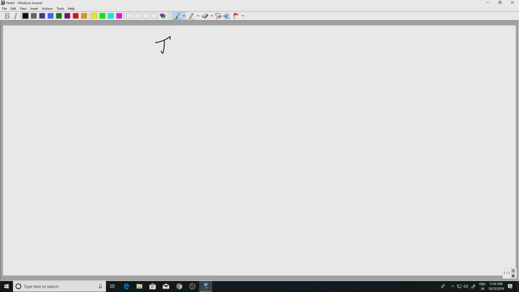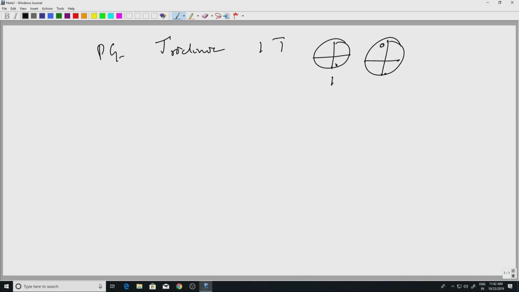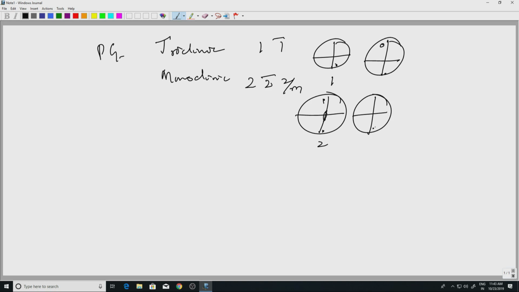We have seen the triclinic, the point groups 1 and 1 bar, then monoclinic, 2, m, 2/m, then orthorhombic, 222, mm2 and mmm.